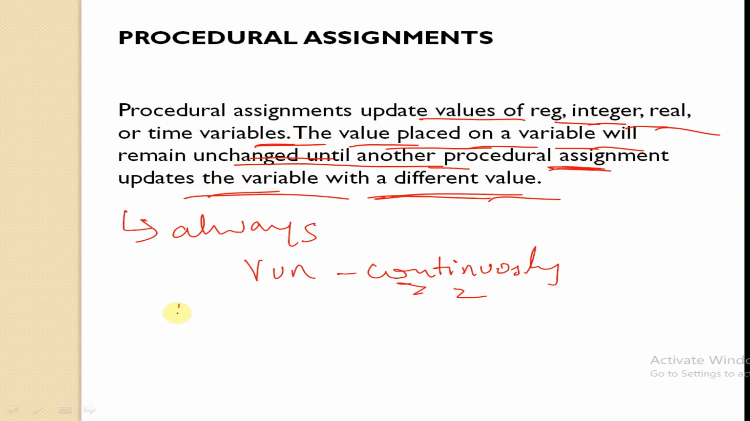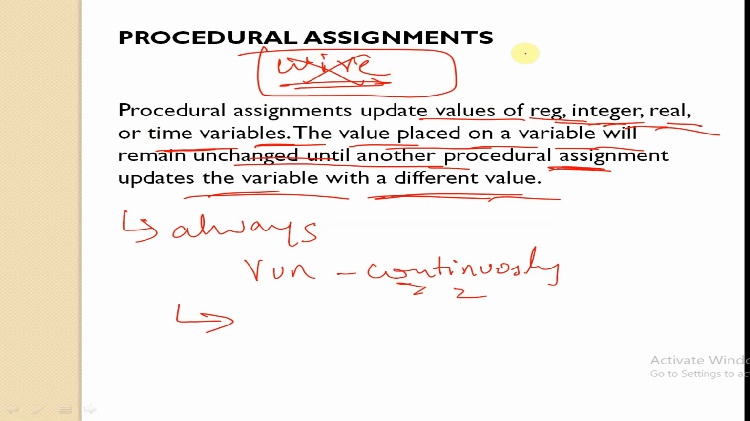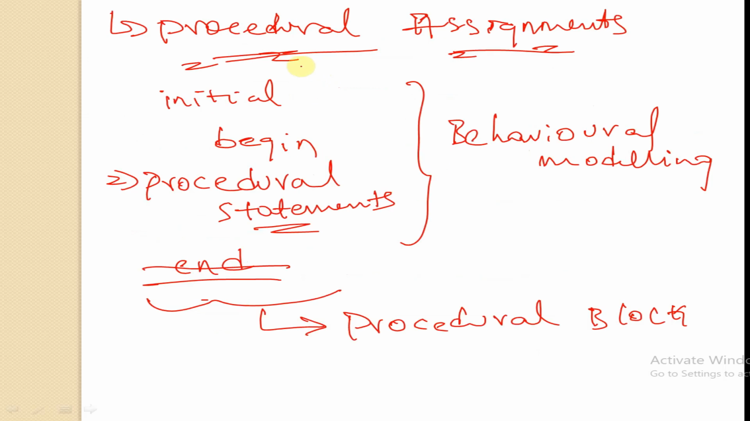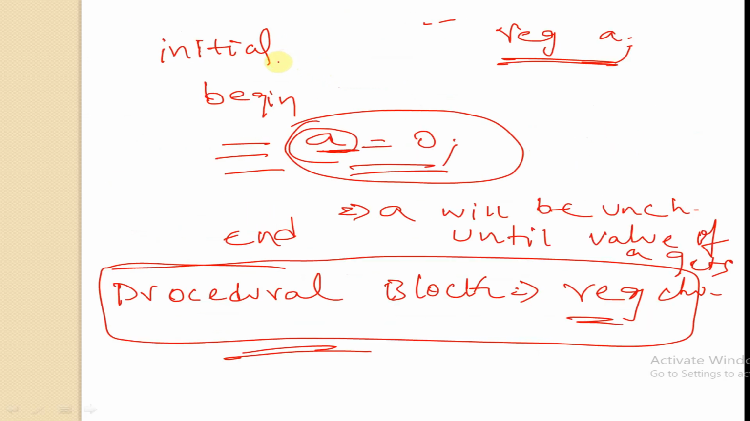So the data types which can be used inside the procedural assignments are reg, integer, real and time variables. We cannot use wire variables inside these procedural blocks. We cannot use the wire data type. We can use the wire data type in continuous assignment statements, continuous blocks. So these are about initial and always blocks, procedural assignments and procedural blocks.